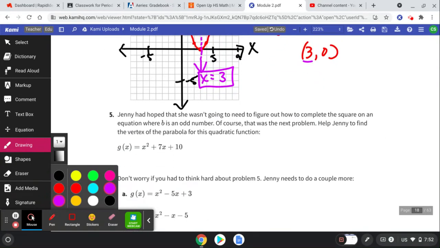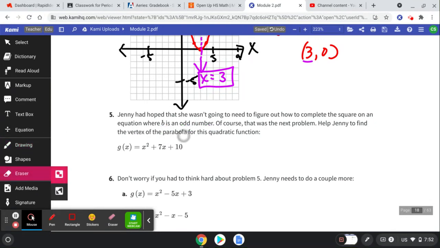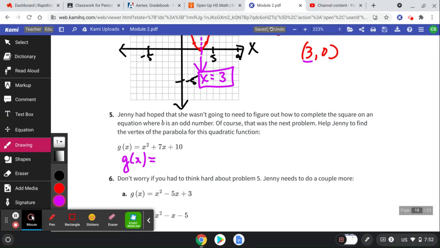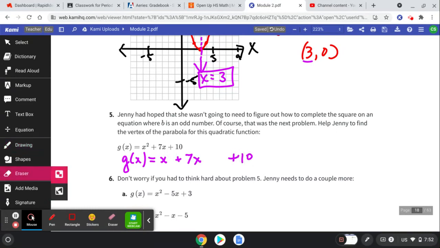Jenny had hoped that she wasn't going to need to figure out how to complete the square on an equation where b is an odd number, but of course that was the next problem. Help Jenny to find the vertex of the parabola for this quadratic equation. All right, so we want to make a perfect square, and we've got this 10 in the way. So we're going to bump that 10 over for a second, and we're going to do this work here on the 7x.